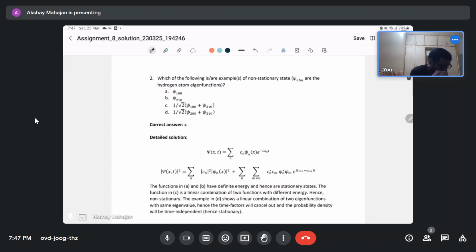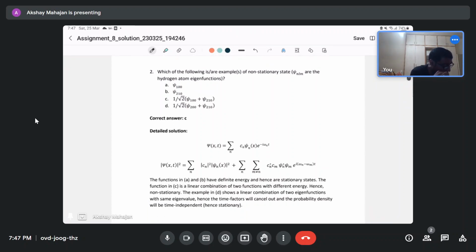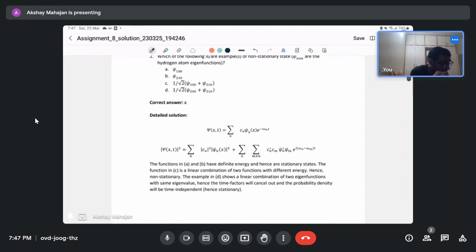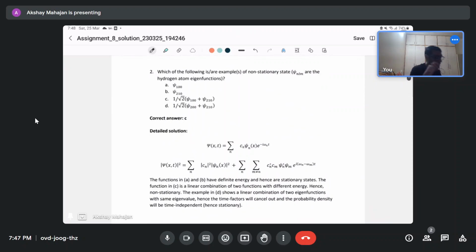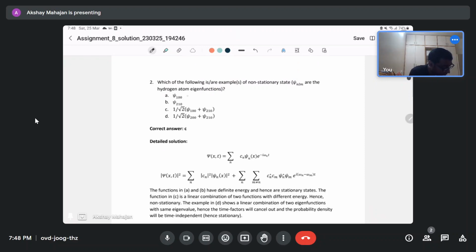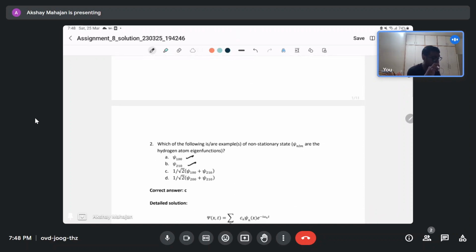hence are stationary states. As we have said, for a stationary state we will have definite energy because there is no time component to the decomposition. As given in the solution, the functions in A and B have definite energy and hence are stationary states. The function in C is a linear combination of two functions with different energies, hence it is non-stationary. Here you can see that since these are just one state only, their energy is fixed, and that is what we talk about in stationary states.